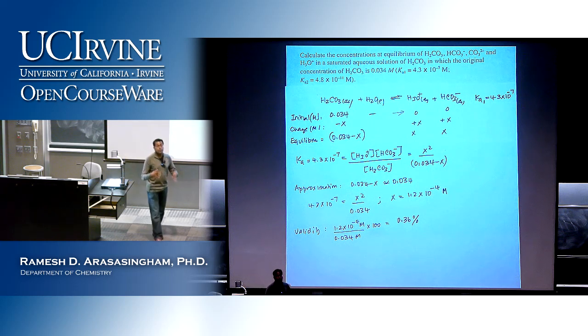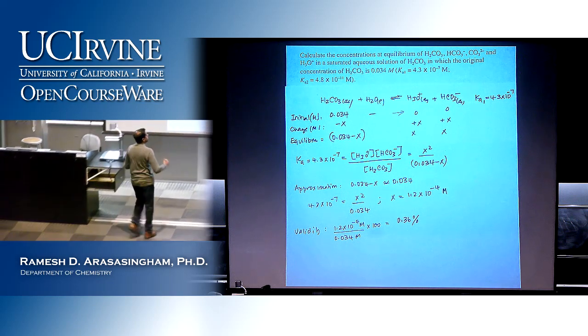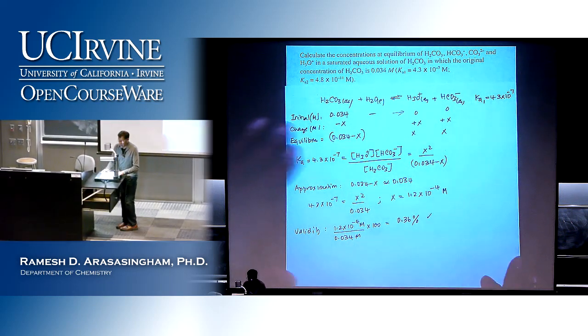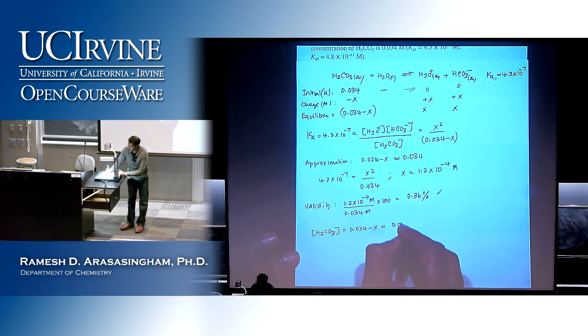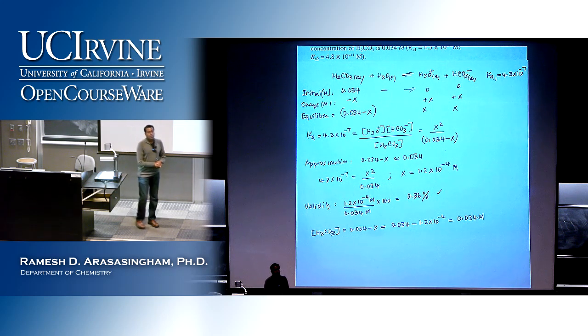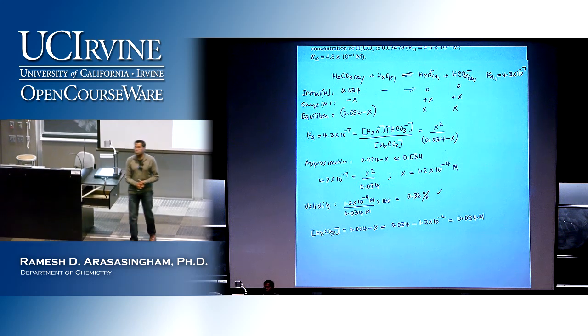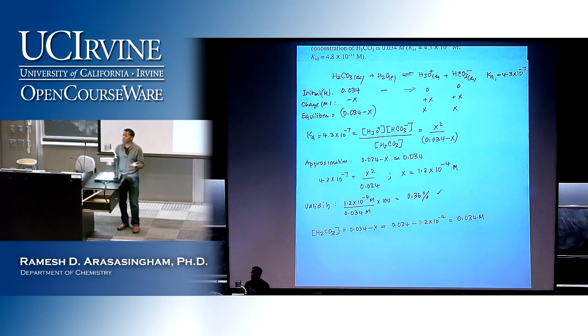So you know that that's well below your threshold for approximation. So we know that this approximation is valid. And so now, since I know what X is, I can say that my H2CO3 concentration would be 0.034 minus X, which is 0.034 minus 1.2 times 10 to the negative 4, which actually is 0.034. The amount that dissociates is so small that it does not make a difference in this number within the appropriate number of sig figs.